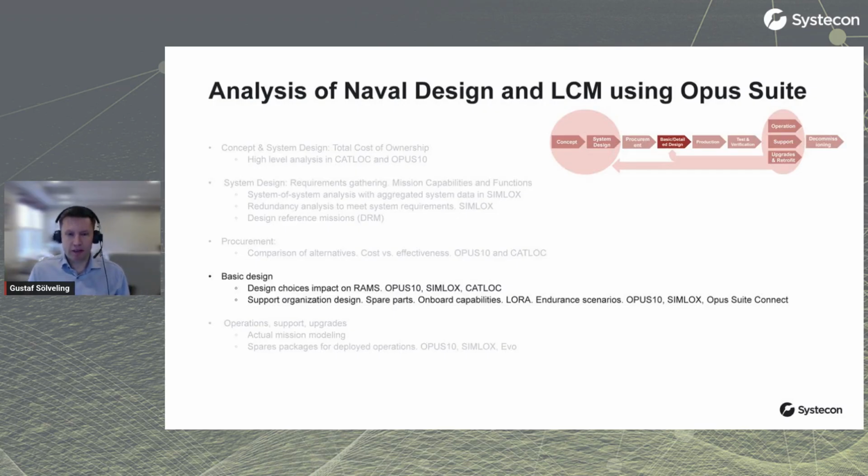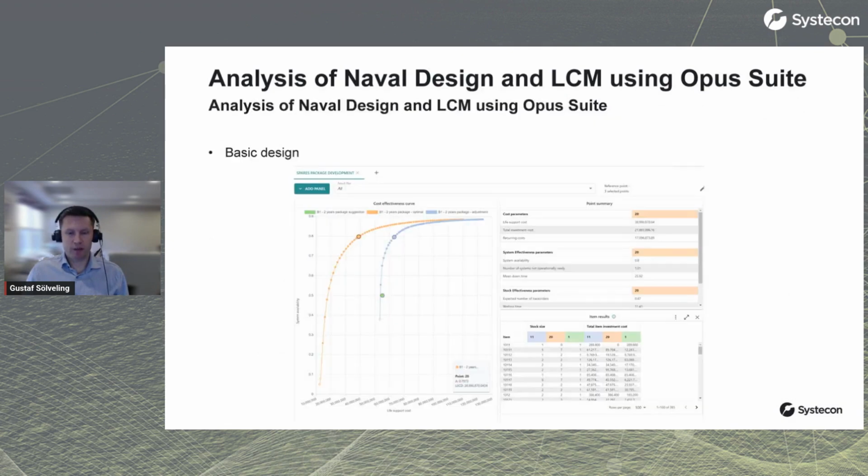Just overall basic detail design, there are, of course, many design choices that will have an impact on your reliability, availability, maintainability, and supportability aspects of your system, right? So this is really the core of our entire tool suite, depending on what type of question it is that you are investigating or what answers you're looking for. Any tool serves its specific purpose. For this example, I wanted to showcase how we can use primarily, once again, Opus 10 to look at design choices as it comes to the support organization, including spare parts, right?